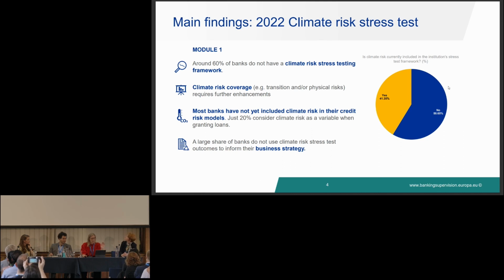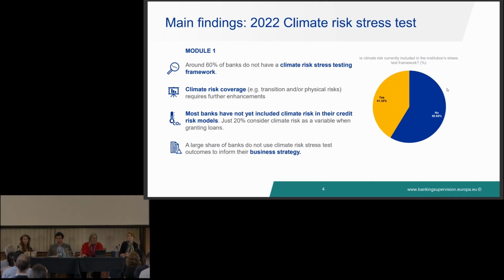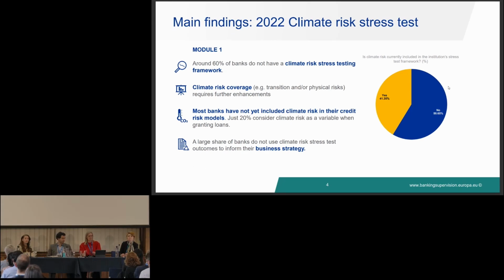Around 60% of banks do not have a climate risk stress testing framework yet. The climate risk coverage, transition and physical risk, requires further enhancements. And most banks have not yet included climate risk in their credit risk models, or just 20% consider climate risk as a variable when granting loans, just 20%, right? So we have a long way to go. And a large share of banks do not use climate risk stress test outcomes for their business strategy. So here you see a bit of a siloed approach, right? We know things there, but we're not really integrating it in the whole work.